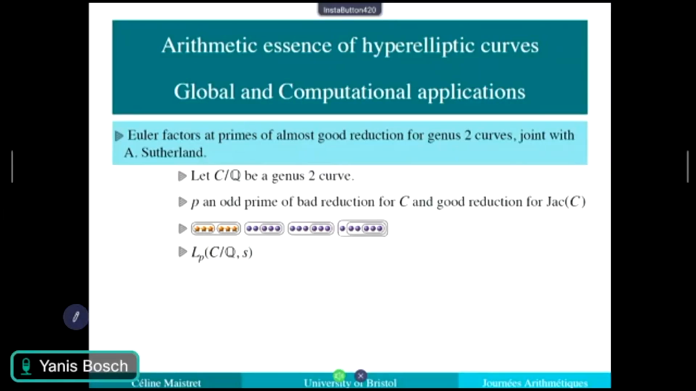And here we use again the classification. Because we know the reduction type, we also know, by reverse engineering again, which pictures will occur for those curves. And then we build an algorithm which is based on those pictures. If this is this picture, then the local factor is this. If this is this picture, the local factor is this, and so on. And in genus 2, this technique works well because we only have to consider 4 possible cluster pictures.